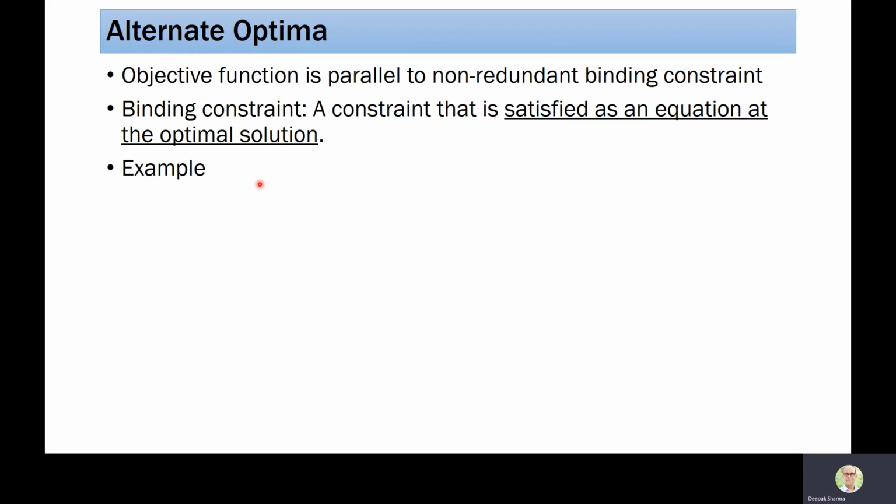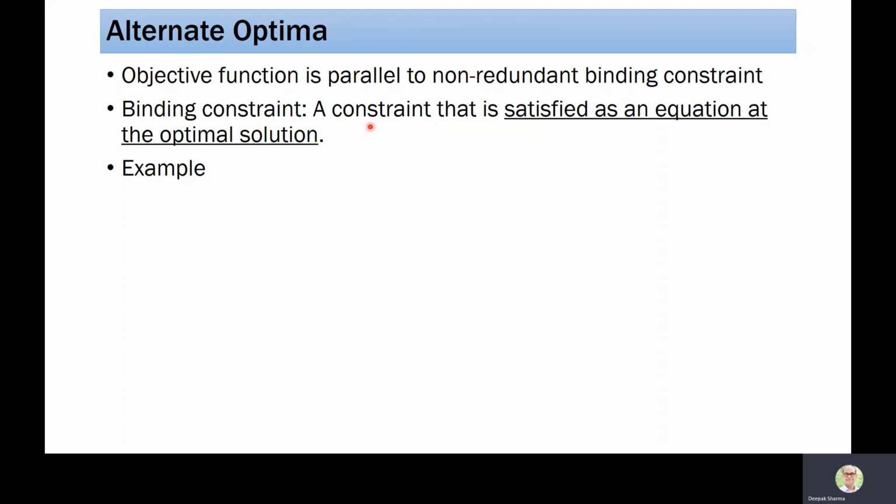The second case is called alternate optima. Now, alternate optima can occur when the objective function is parallel to a non-redundant binding constraint. Redundant we know from the previous slide: if it is redundant, I can remove it. It is not going to change anything in the optimal solution. But if it is non-redundant, it is an important constraint. Now, what do we mean by binding constraint here?